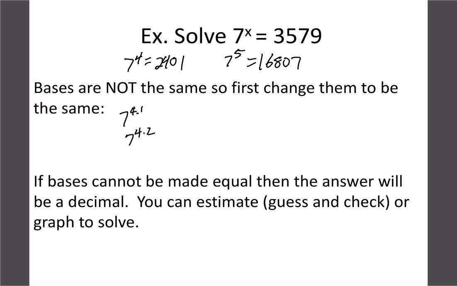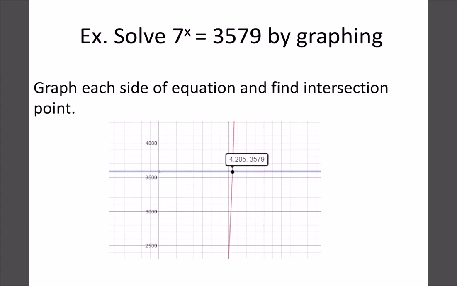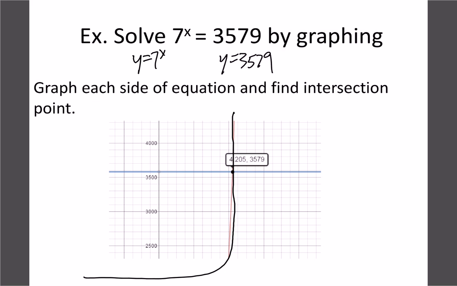And so any of these kind of questions, if we can't solve them by making the bases the same, what we're going to look at doing is graphing them. So let's graph y equals 7 to the x. So that would be our exponential equation. So it looks something like that. Then we want to graph y equals 3579, which is just our horizontal line.